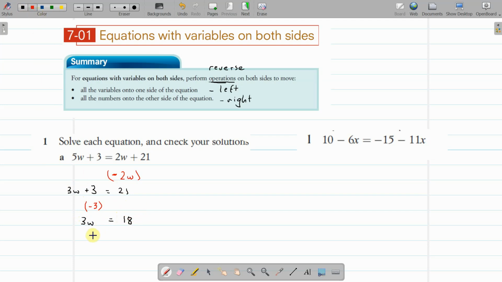And now we've got one more step, to take the 3w to just w. The way we do that, that's 3 times w, so the reverse of times is divide. Divide by 3 on both sides. That leaves you with w on this side. 3w divided by 3 is w, which is what we want. Let's do the same on the other side. 18 divided by 3 is 6. There's our answer. Now with every one of these, this is what I expect you to have in your book.